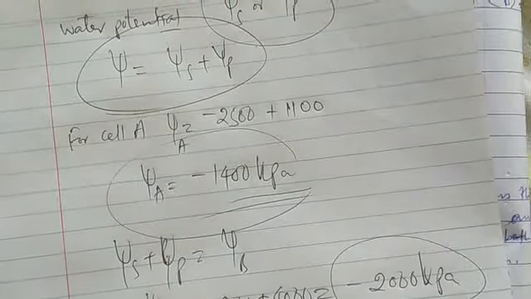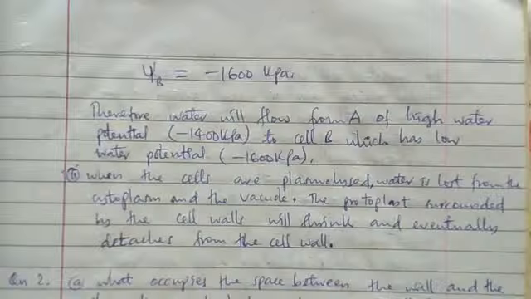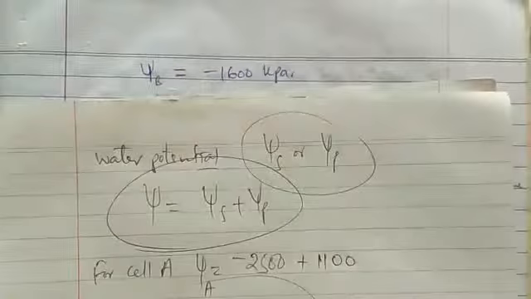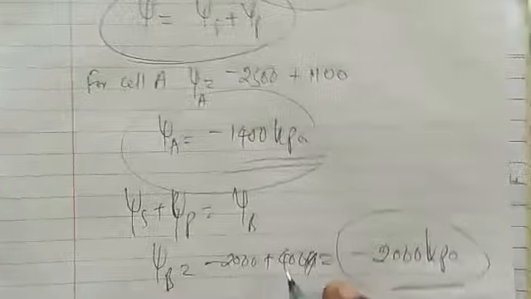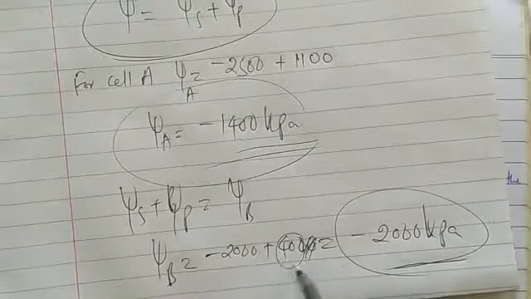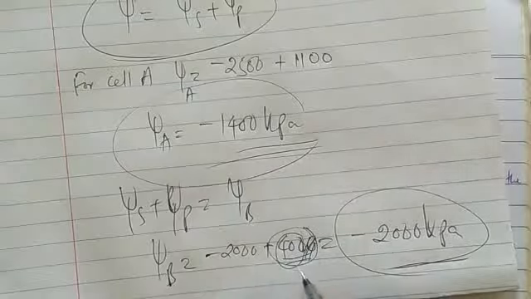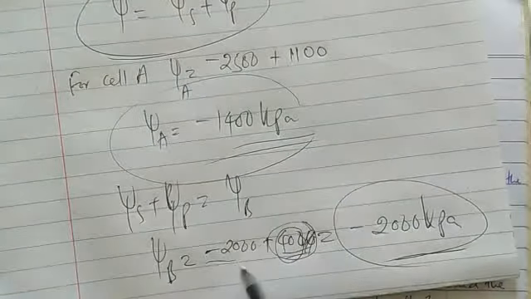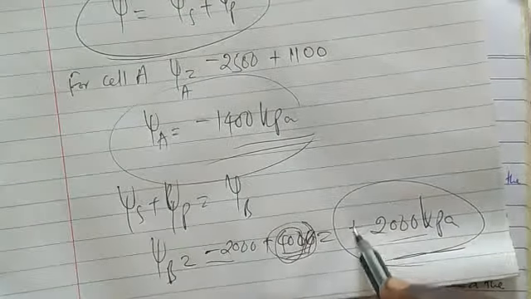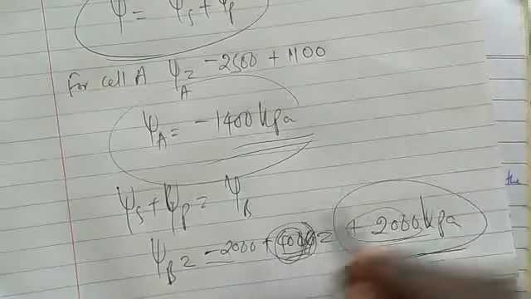Anyway, I made a mistake in calculating the pressure potential. Instead of writing 400, I wrote 4,000, and this was a big mistake because here the water potential could be positive 2,000. This is the big mistake.